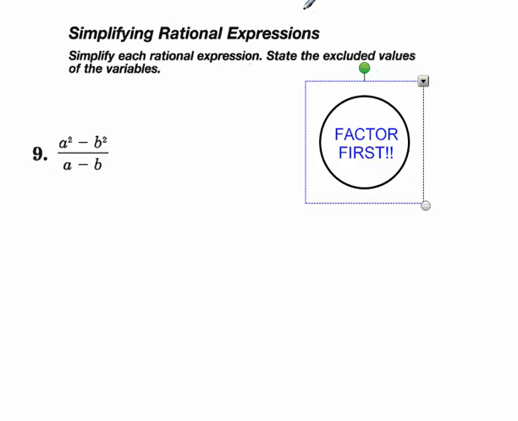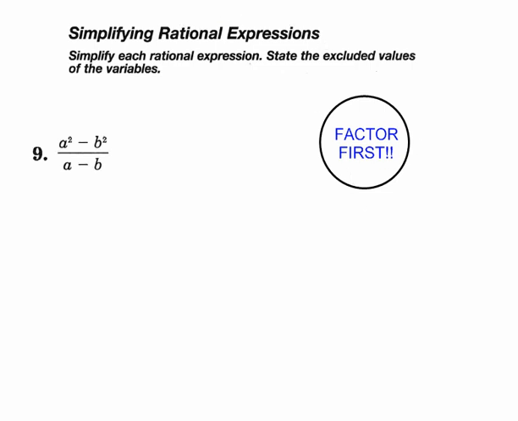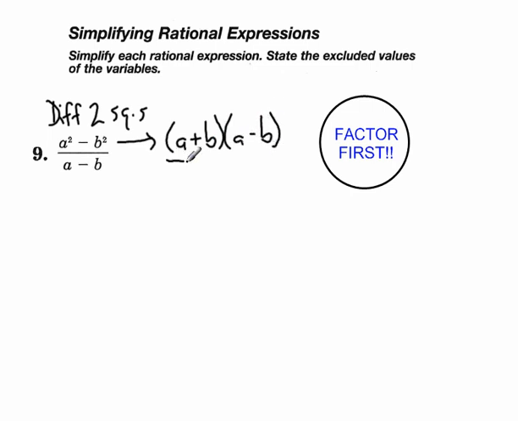All right, number 9. You see I've got a little tag over here that says factor first. That's going to be a rule anytime you're working with factoring, anytime you're working with simplifying. And I have a squared minus b squared on top. Well, that is a difference of 2 squares. And you've already had some experience in factoring those. So a squared minus b squared can be factored into a plus b times a minus b. So factor those out first.